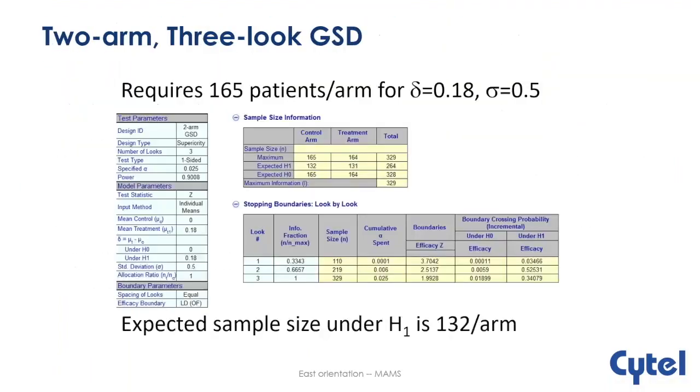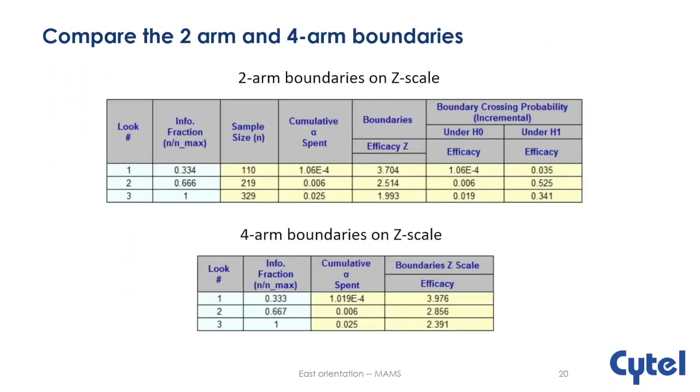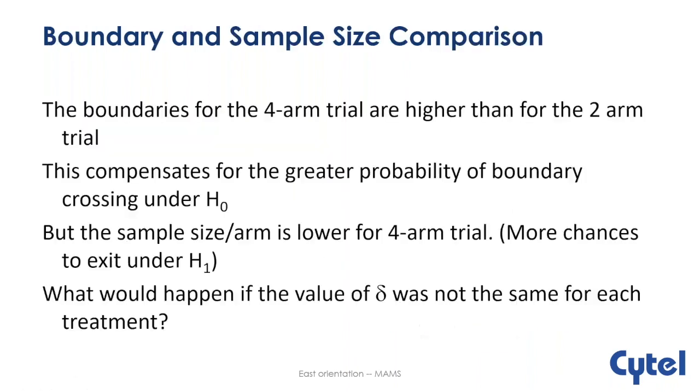So if we were to compare, and this is what I have done here in the slides, you will see, comparing the 2-arm with the 4-arm boundaries, that there is a higher hurdle to cross with the 4-arm trial compared to the 2-arm trial. You can see that for the different information fractions, the different looks, what the 2-arm boundaries look like, what the 4-arm boundaries look like.